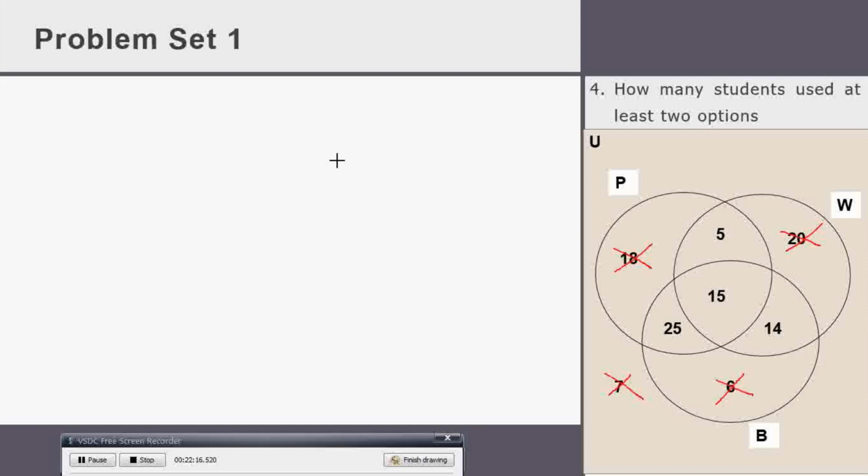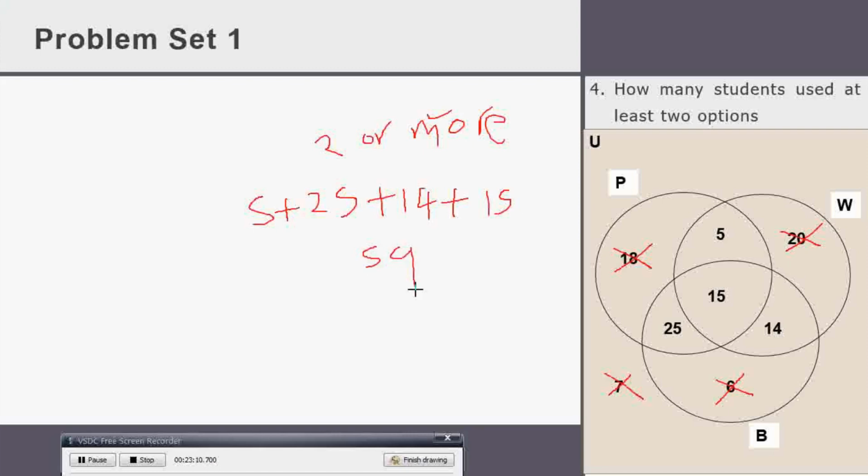At least 2 means 2 or more. And on this diagram that we have, the more is 3 because we only have 2 options and using the 3 options. So we have those who use only 2, which is 5, 25, and 14, and those who use the 3 options, which is 15. Okay, so it will be 5 plus 25 plus 14 and then plus 15. So when we sum up, we add up these numbers. What we get is that the total number of students who used at least 2 options is 59. So this is going to give us 59. Okay, so 59 students used at least 2 options.